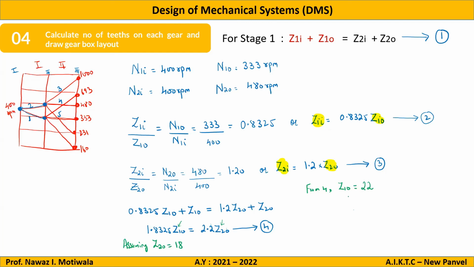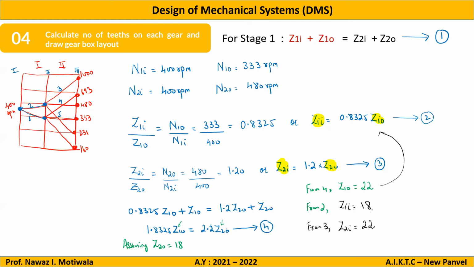Now put this value of Z10 in equation 2. So what will I get from 2? Just put the Z10 in this equation. 17.99. That means for Z1I I am getting 17.99, which means 18. Now that you have Z1I, from equation 3, what will be Z2I? 21.6. So it is again approximate, I will take the nearer whole number, that is 22.